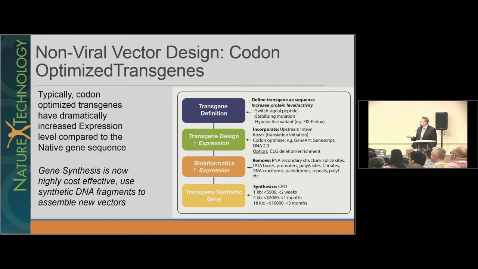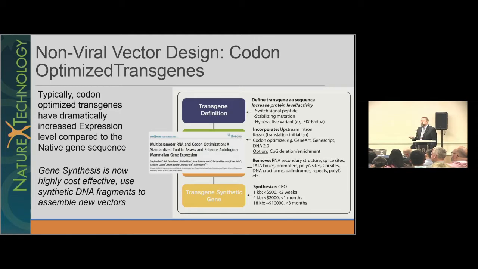The next 2 boxes, incorporating design criteria and removing design criteria, are often handled with an online resource like the GeneArt program, which does both the additions and the subtractions. So you can use GeneArt to design a codon optimized gene, which generally gives you higher expression than the native gene, which is why people are using it.